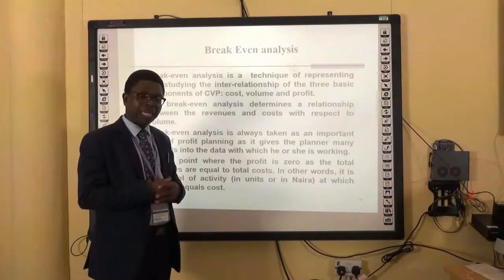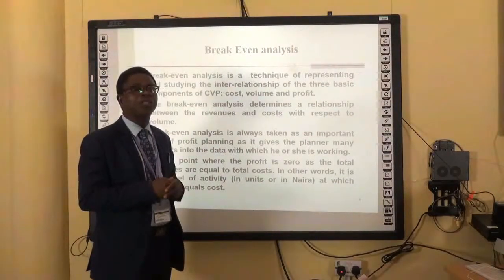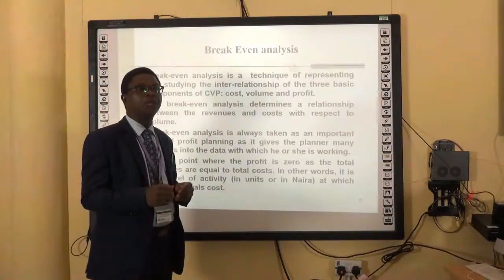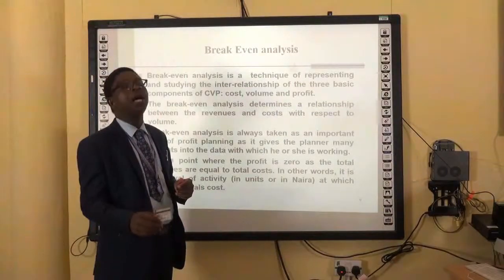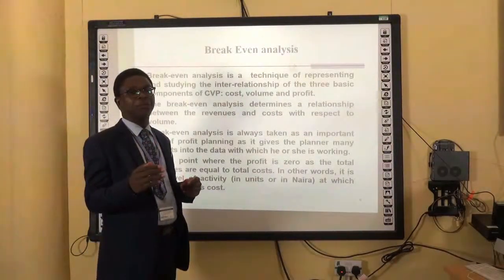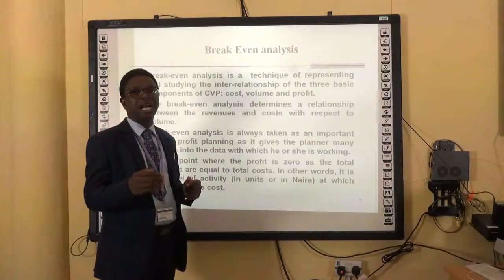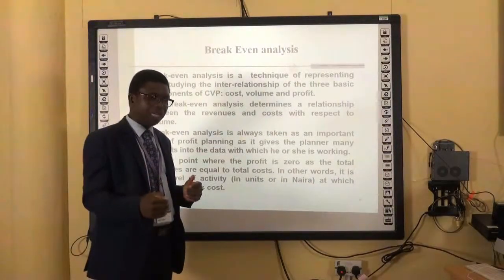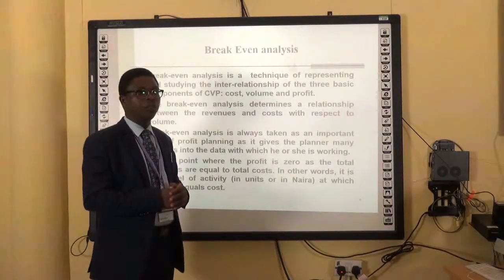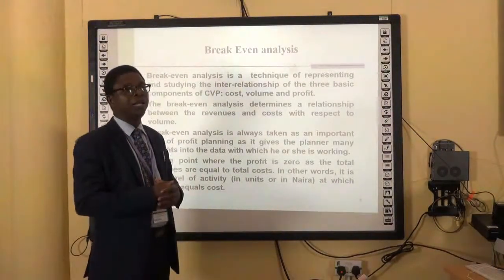Why is it important that we identify this point? Because operating below this point will mean that the company will be running at a loss. And then operating beyond this point will automatically mean that the company will be operating at a profit. And I know that it is the desire of every profit-making organization to operate at a profit level.